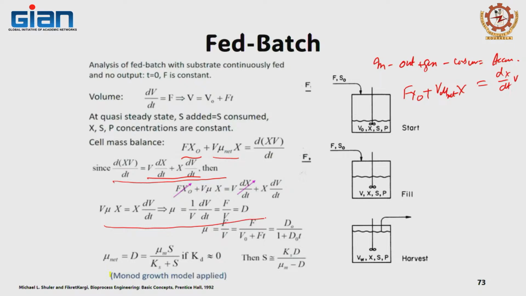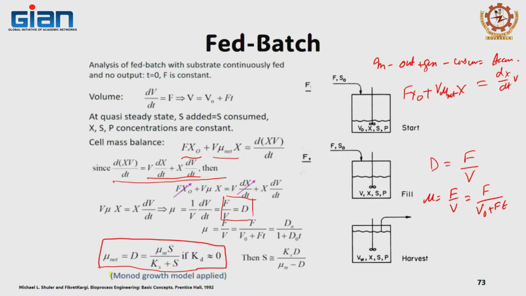In the end, the equation, sorry, I will keep on repeating, this is the equation that is the most important. Your D is F over V. Here D is the dilution rate, F is your feed, V is your total volume. Mu is F over V. And V is V0 plus F t, the same equation here, and the equation for mu_net is given by Monod's growth model, or a different model depending on the application.